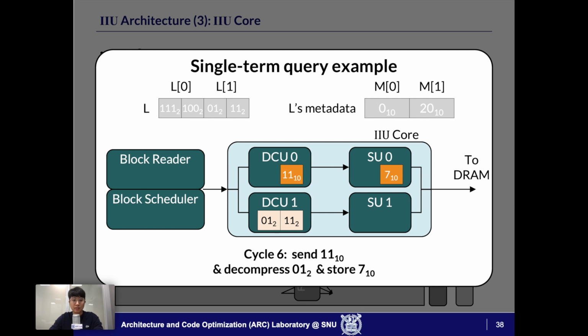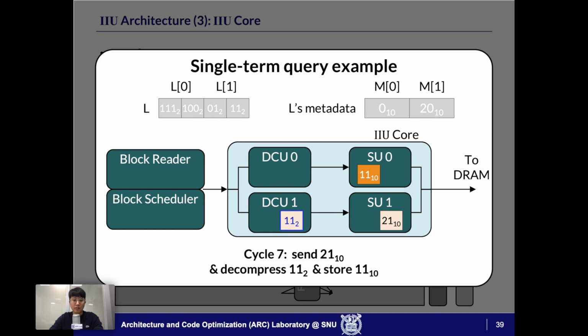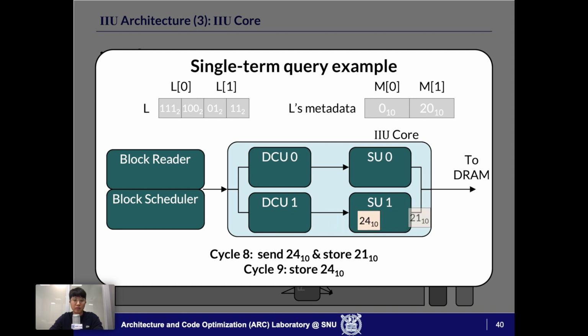In cycle 6, DCU0 sends the decompressed value to SU0, and DCU1 decompresses the compressed value. After scoring, document 7 with the score is stored in memory. In cycle 7, document 21 is sent to SU1 and DCU1 decompresses 11. And document 11 with the score is stored in memory after scoring. The remaining documents are stored in memory after scoring.